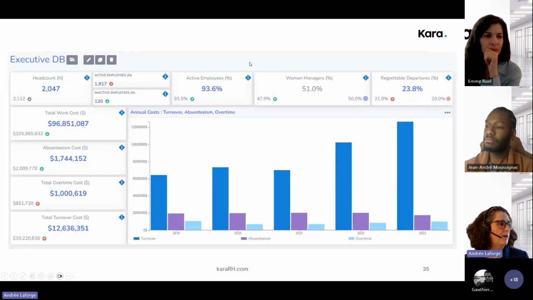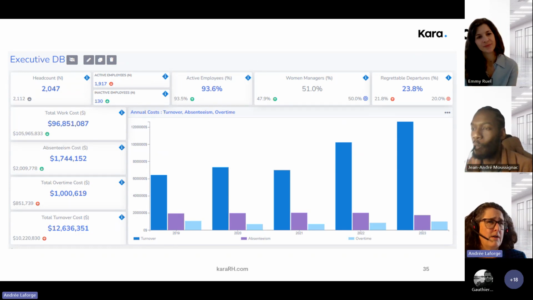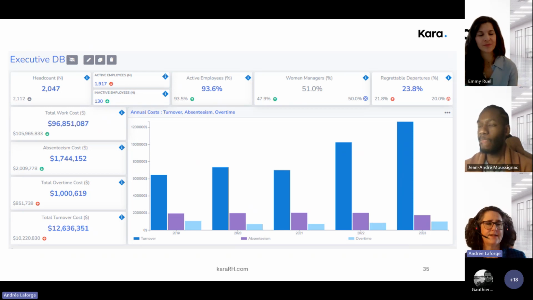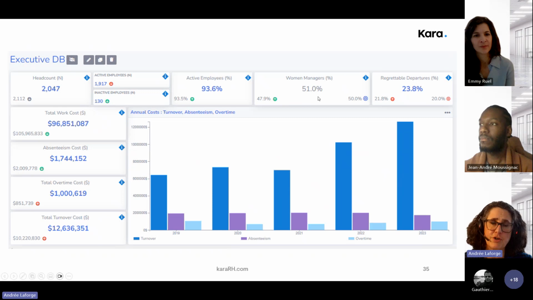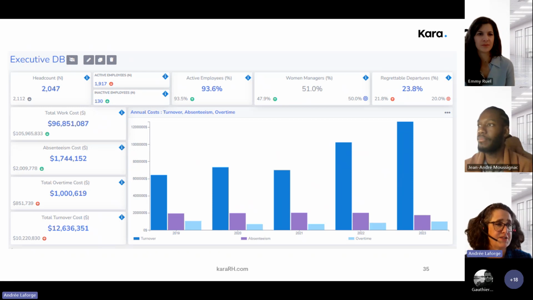Then an executive dashboard, and this one puts a large emphasis on the cost, okay, because we want to show that to executives. So here I have the headcount, my active and inactive employees, my percentage of women managers, because probably in this organization there's an initiative to bring more women into manager positions.